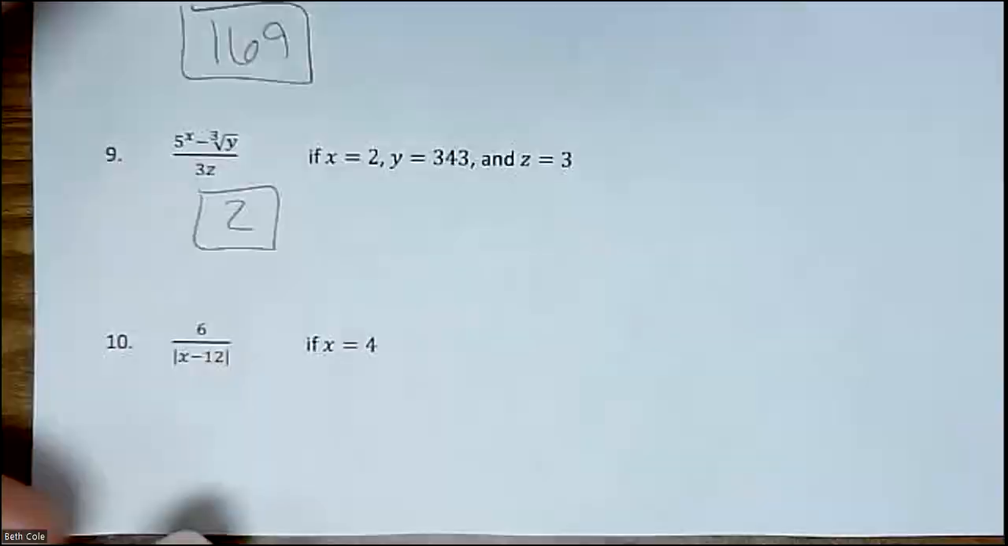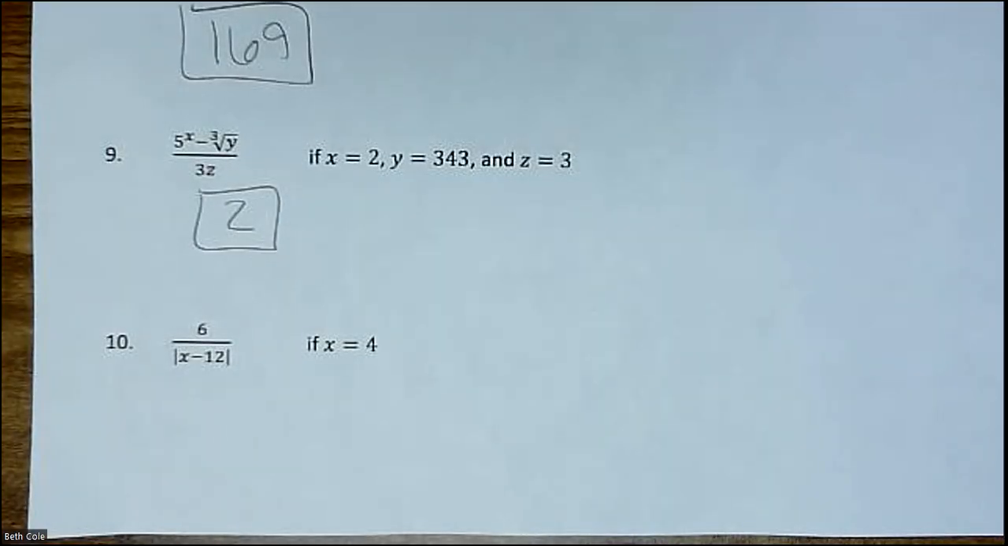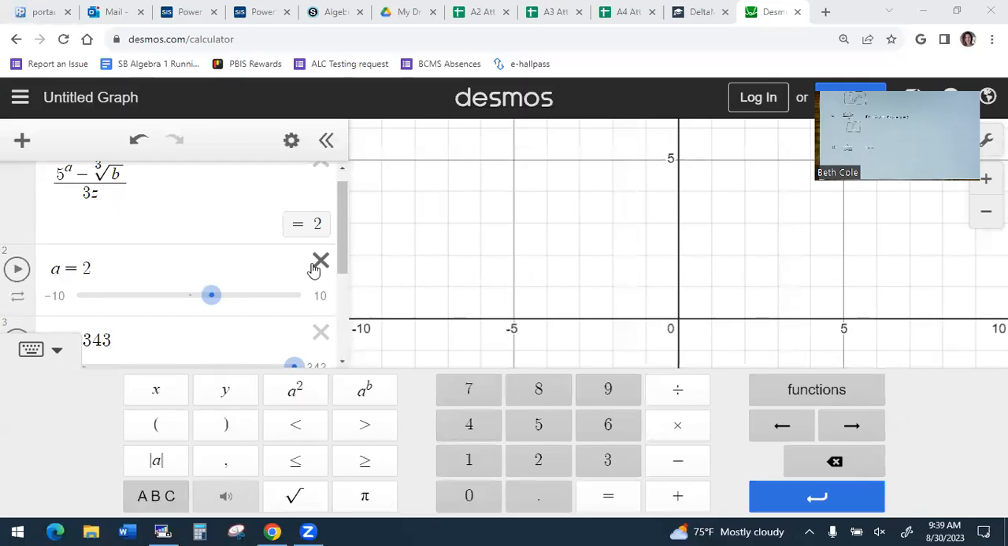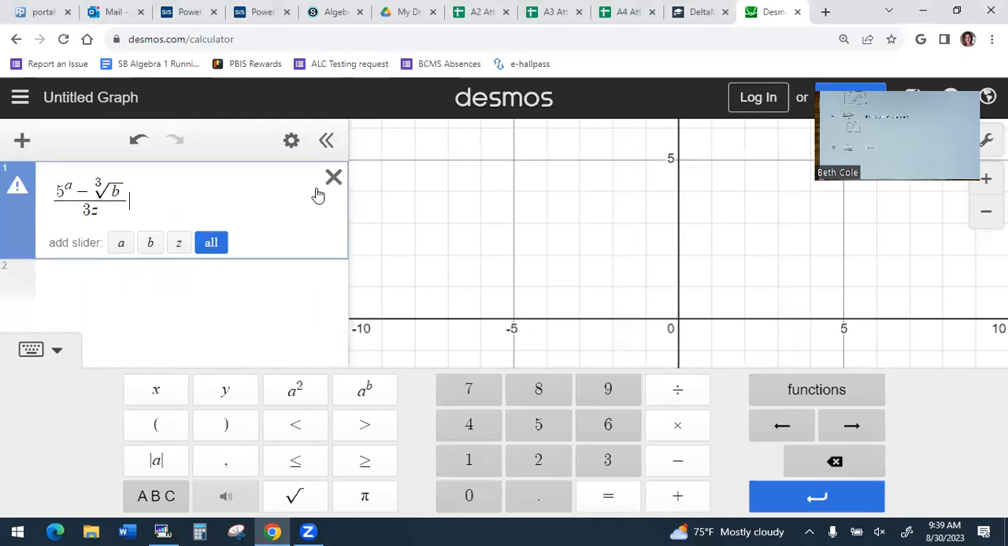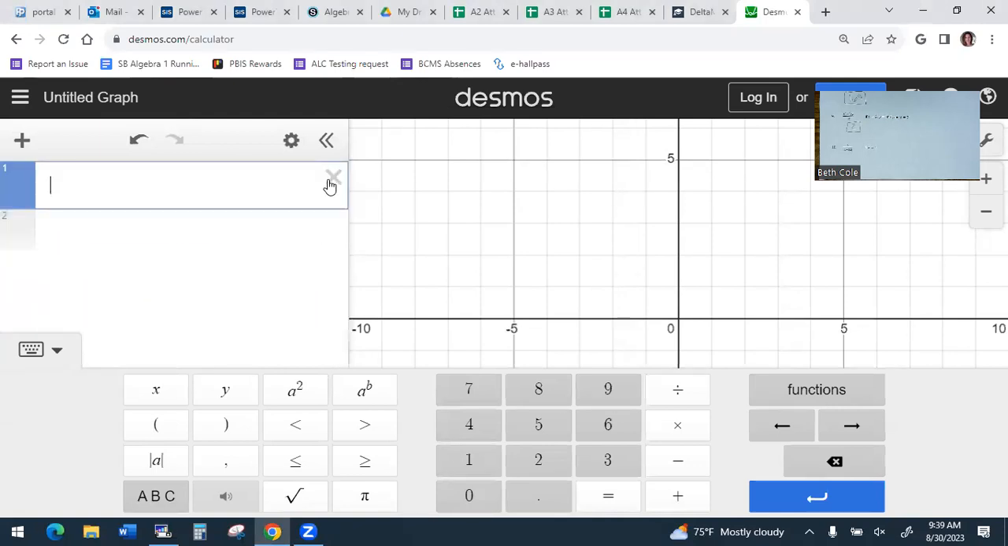All right. Last one. Don't stop watching. I'm going to ask you to do it in just a second. All right, so what am I going to type for this one? 6 divided by, oh, absolute value. That's right here. It's in your keyboard. Absolute value of, what am I going to type? Good. A minus 12, come down here.